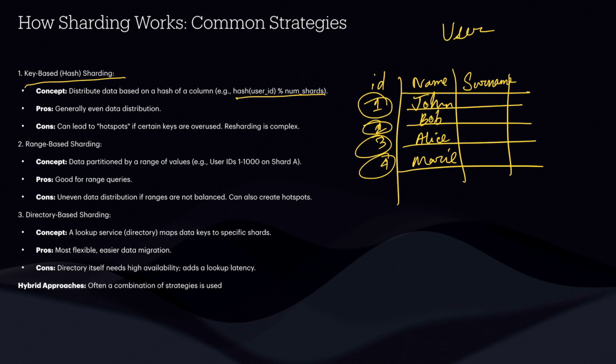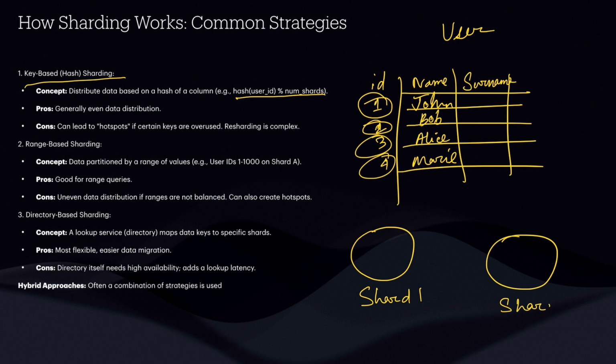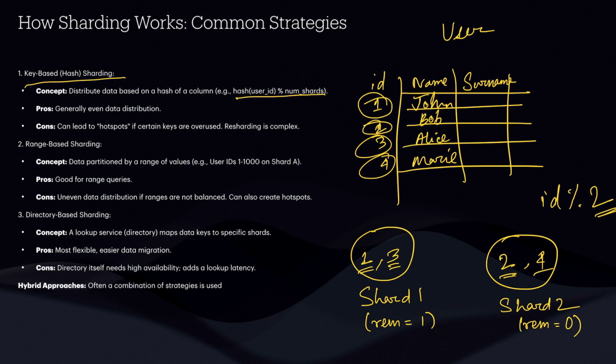So let's say the hash of ID1 is 1, 2 is 2, 3 is 3, 4 is 4. Let's assume it's an identity function. And I want to distribute across two shards, shard 1 and shard 2. What I do is I calculate ID % 2, because 2 is the number of shards. Let's say I assign this for remainder equal to 1 and remainder equal to 0. So ID1 comes here, ID2 comes here, ID3 comes here, and then ID4 comes here.